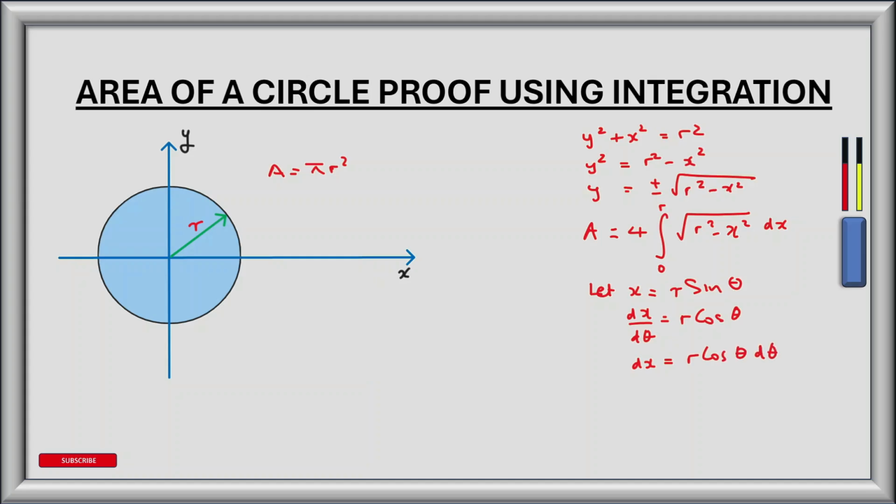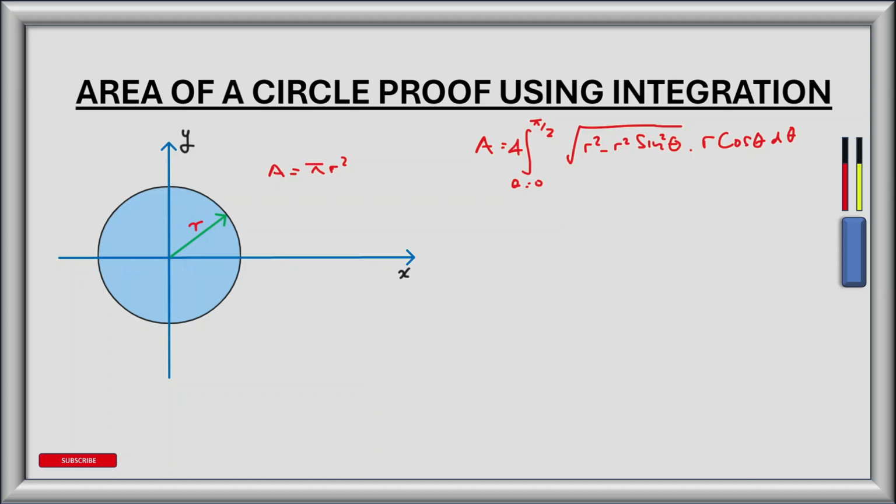So using this substitution, the area of the circle can be written as 4 times the integral from theta equals 0 to theta equals pi divided by 2. So from 0 to 90 degrees. So theta is from here all the way through to here, pi by 2 radians. Now if we do our substitution, the square root of r squared minus, now x is equal to r sine theta, so x squared is r squared sine squared theta. And if we substitute for dx, that's r cos theta d theta.